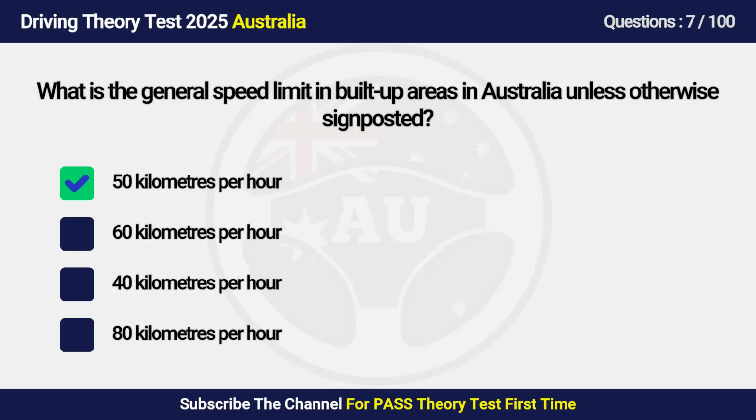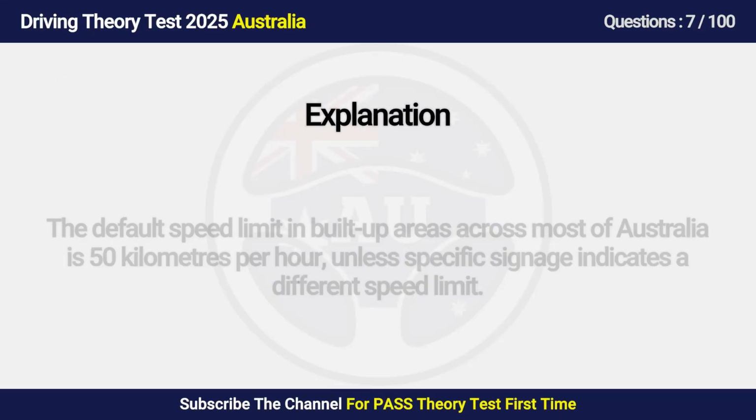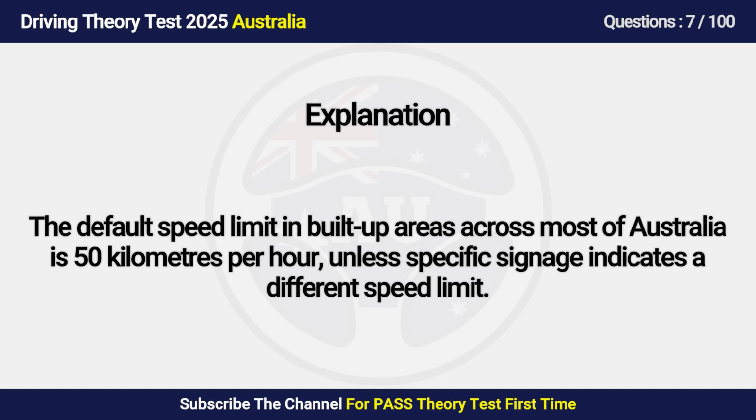Answer is A. 50 km per hour. The default speed limit in built-up areas across most of Australia is 50 km per hour, unless specific signage indicates a different speed limit.